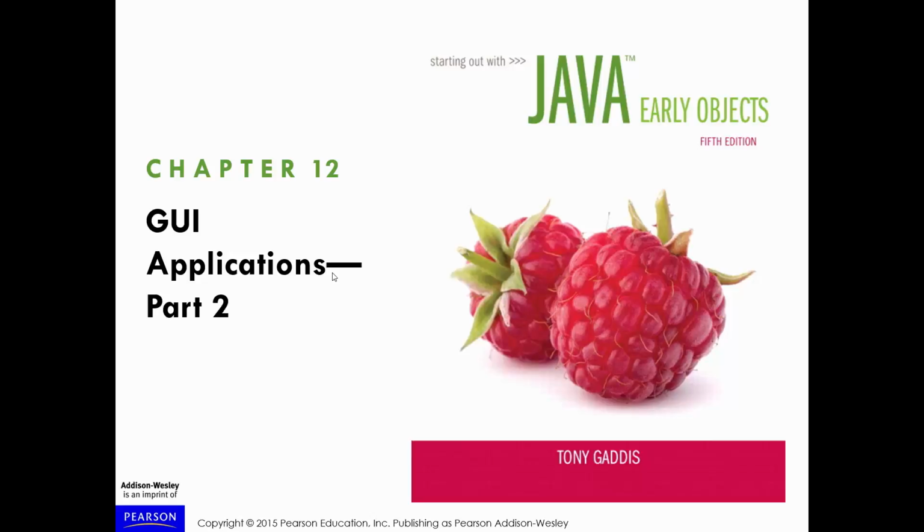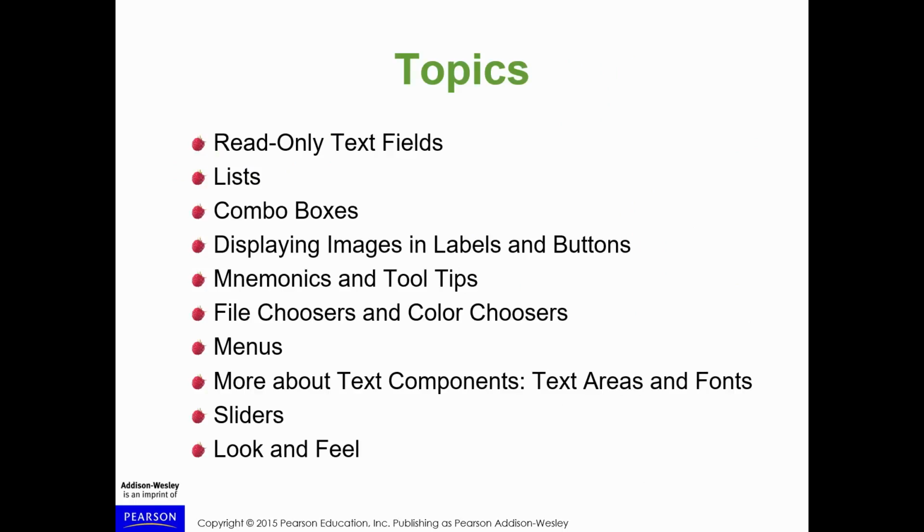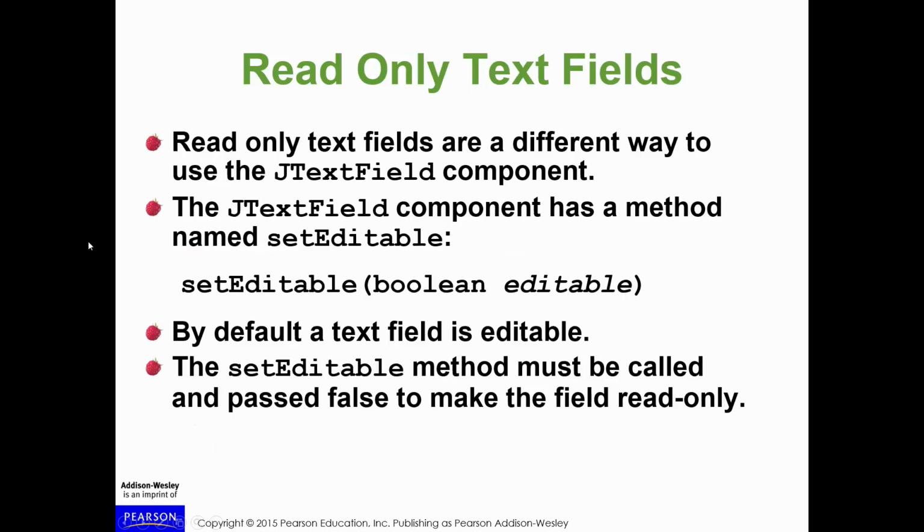Again, Chapter 12 is going to continue our look into graphical user applications in Java, and it's going to talk about most of the stuff we missed in the first part, such as read-only text fields, lists, combo boxes, displaying images and labels and buttons, mnemonics and tooltips, file choosers and color choosers, how to create menus, text areas and fonts, sliders, and we end up talking about look and feel.